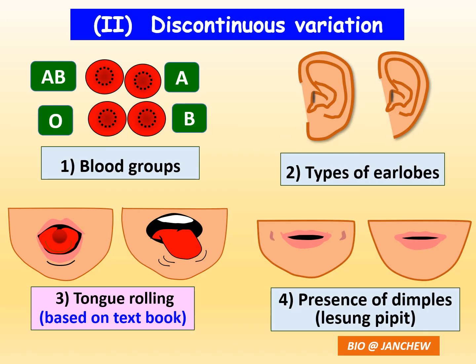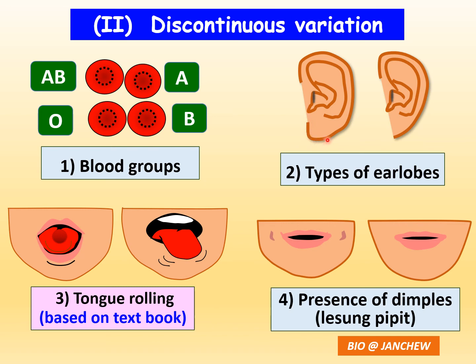Let us now discuss discontinuous variation, the second type of variation. So in discontinuous variation, the differences in a characteristic are distinct or clear, or jelas, with no intermediate characteristics. For example, in the ABO blood group system, we have 4 blood groups, A, B, AB, and O. And by the way, the presence of antigens is what determines the blood group of a person. Those with blood group A, for example, have antigen A on the surface of the red blood cells.